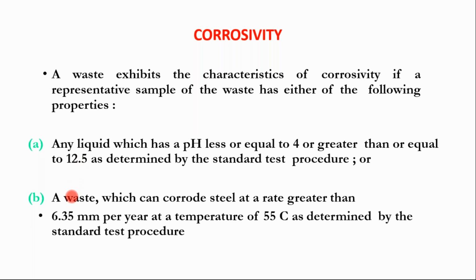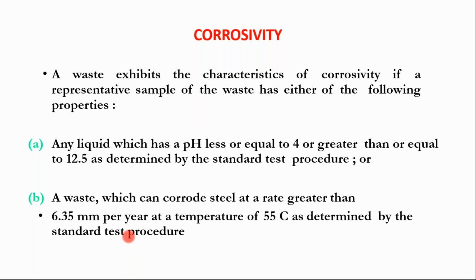A waste which can corrode steel at a rate greater than 6.35 mm per year at a temperature of 55 degrees Celsius, as determined by the standard test procedure. So we have to check the corrosion. Normally it is on the metal, and when we are talking about steel, that may be mild steel, because normally stainless steel and specific types of stainless steel are not corroded by these substances, but generally basic steel or mild steel is corroded by the corrosive properties of that substance.